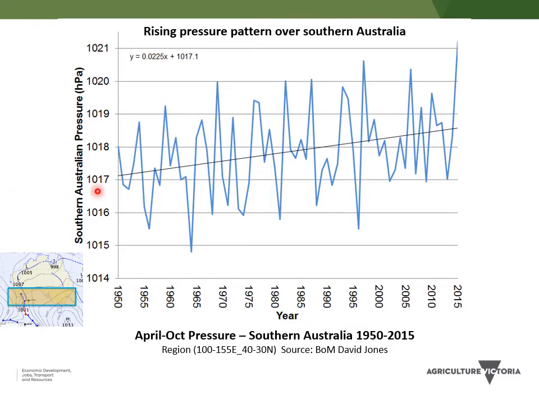Another thing that's a bit different is the pressure pattern over southern Australia, this region here. You can see since 1950 up to recently, pressure varies from one year to the next, which is variability. But what's been happening is an increasing pressure trend. And what that does is it squeezes out the odd bit of rainfall in some of those years. That's a trend that's expected to continue in future, which is why we're expecting to have some dry years thrown at us in future.